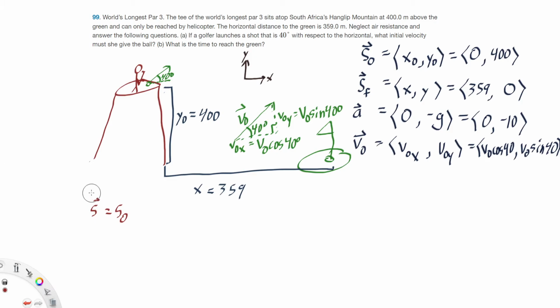Oh, that's the same color as the mountain. We don't want that. What color have I not used? Red.